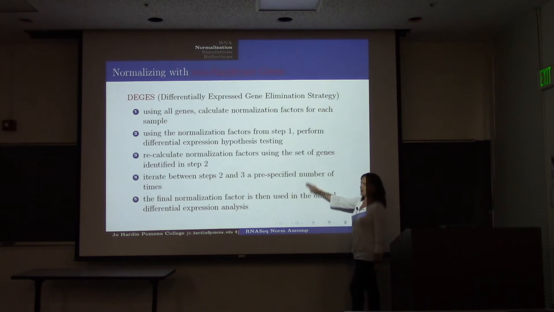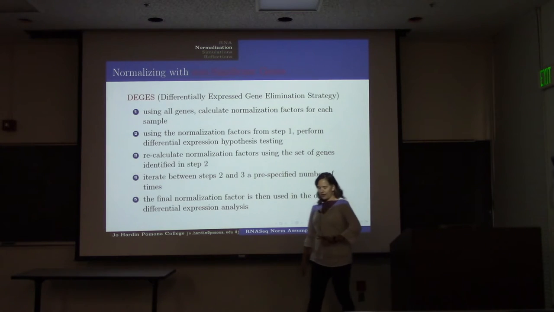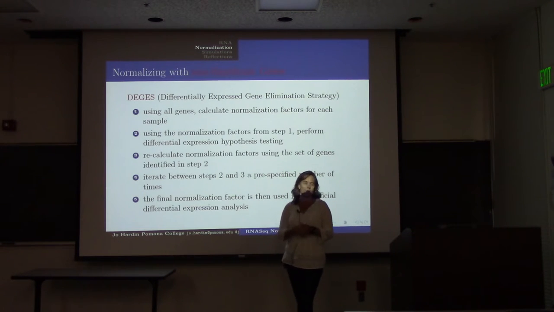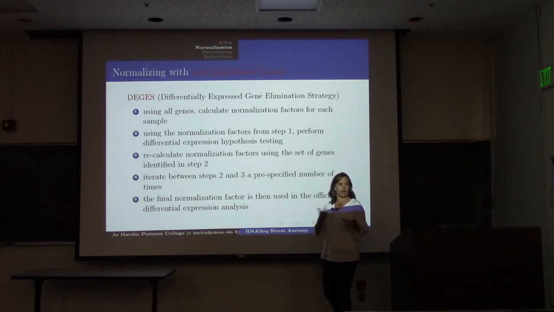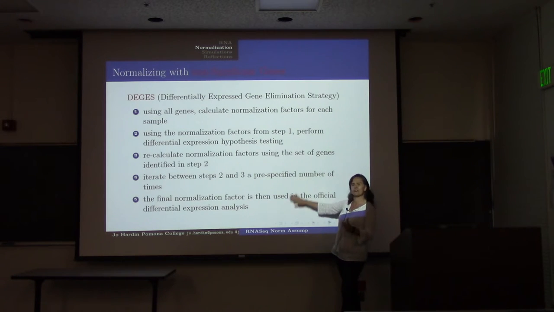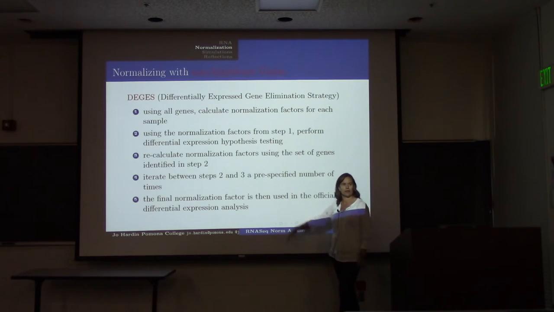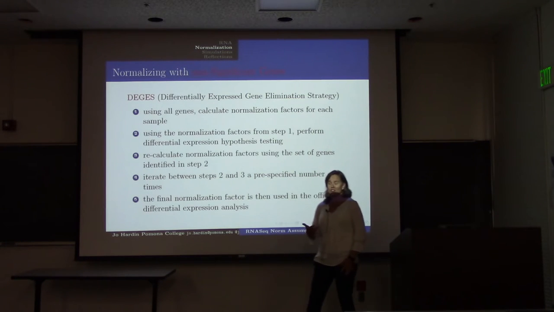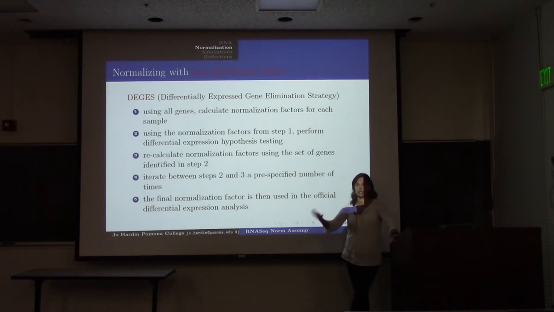These pieces are done very thoughtfully in order to control type 1 error rates. We want to have these be separate things, because otherwise we'd just be normalizing so that we can get the most differential expression or something like that. We want the normalization piece to not have anything to do with our differential expression. We want it to have to do with our library sizes.